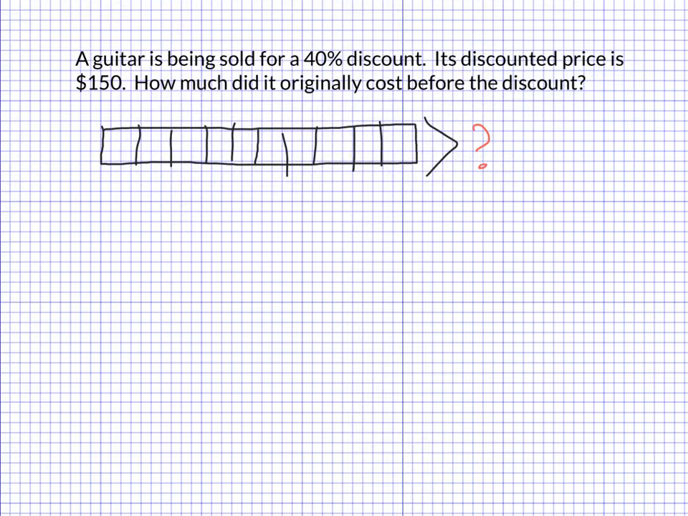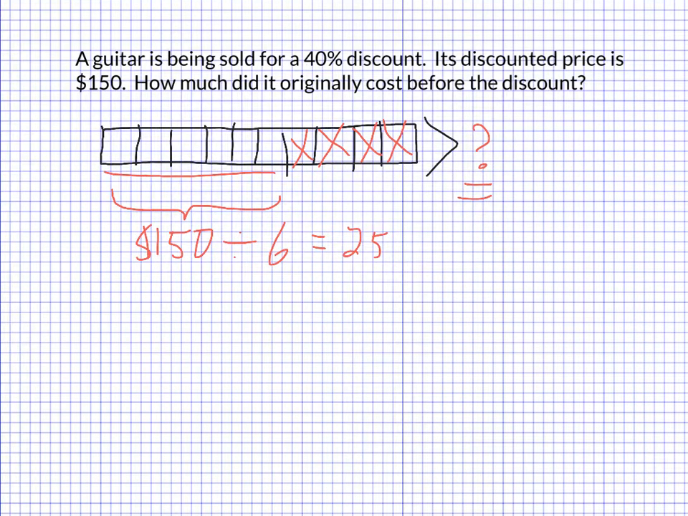So in this case, we don't know what the original price was, but we know that the new price is discounted 40%. So 4 of the boxes don't make up the new price. So what's left? We have 6 boxes left, and these 6 boxes have $150 in them. So we divide the 150 by 6 to find out how much is in each box. And so 6 quarters make $1.50, so 150 divided by 6 is 25.